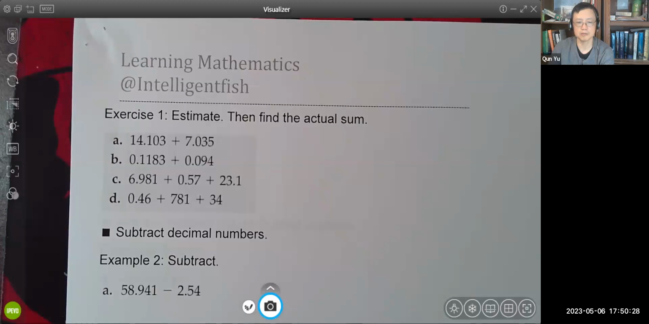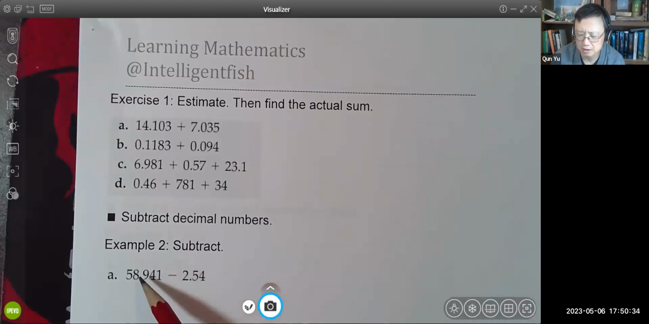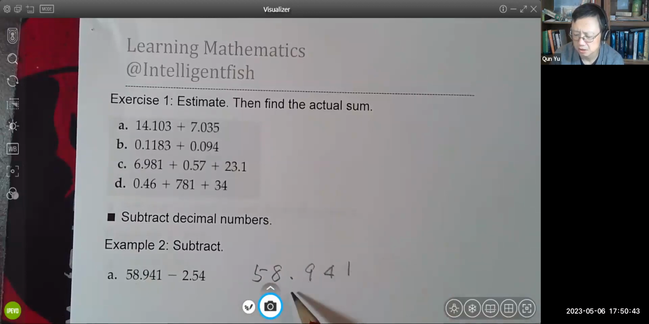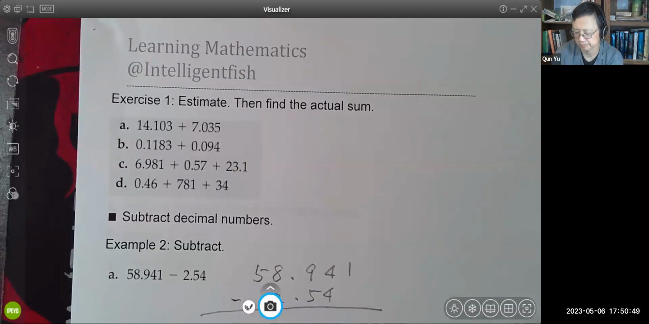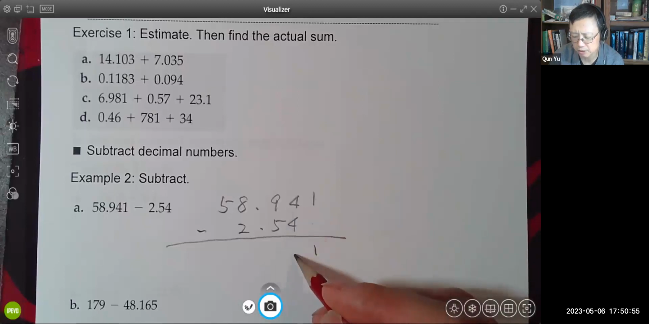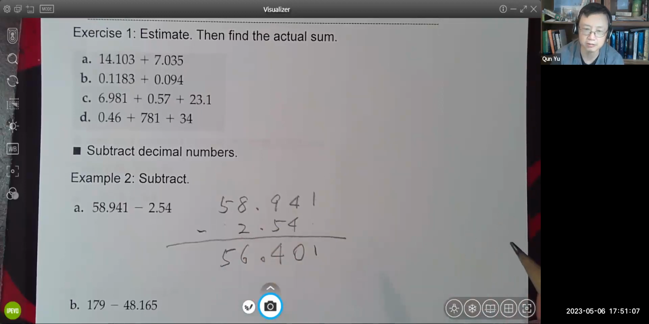Now let's see how we subtract decimal numbers. When you subtract, the first one is a bigger number, the second one is a smaller one. Also, you need to line them up according to their place values. This is 2.54, and we do subtraction this time. 1 minus 0, still 1. 4 minus 4 is 0. 9 minus 5, that's 4. Decimal point. 8 minus 2 is 6. 5 minus 0 is 5. So the answer is 56.401.